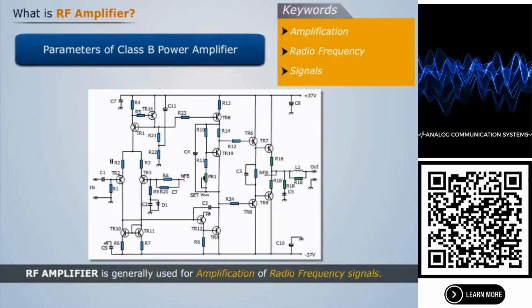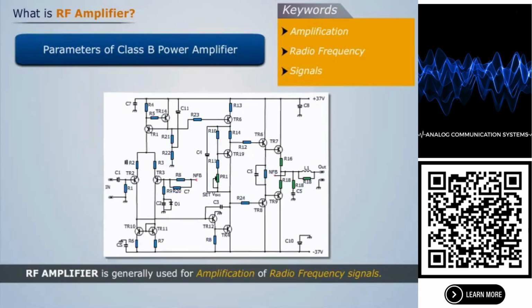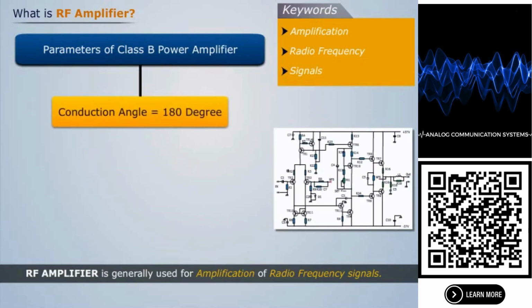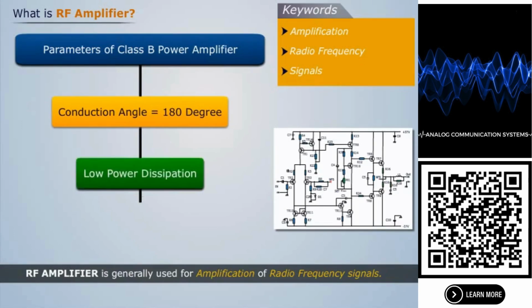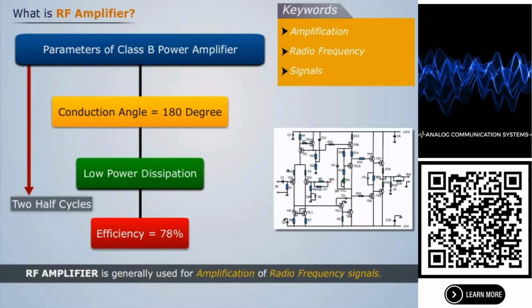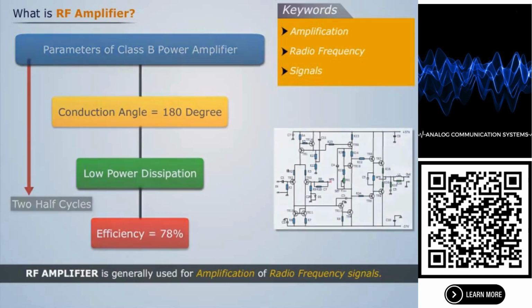Now let us see the parameters of Class B power amplifier. Conduction angle is 180 degrees. Power dissipation is low. Efficiency is 78%. Class B power amplifier operates for two half cycles.